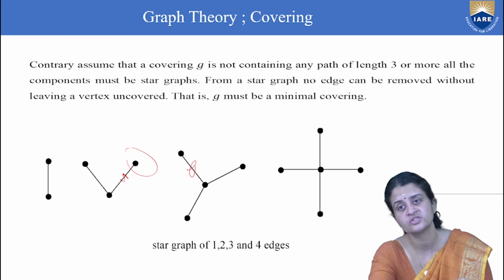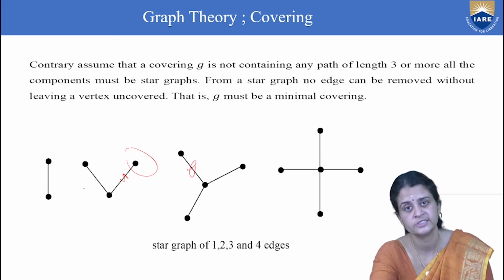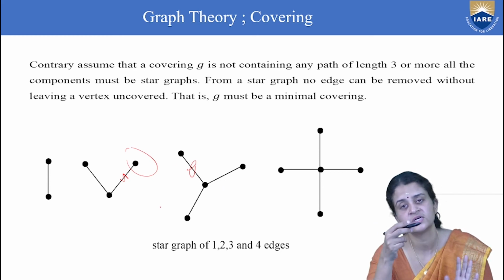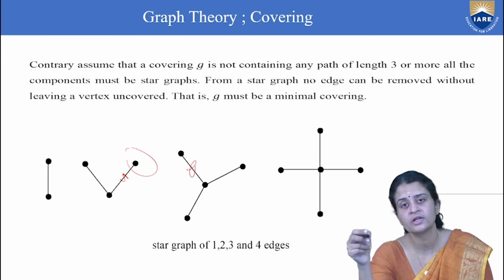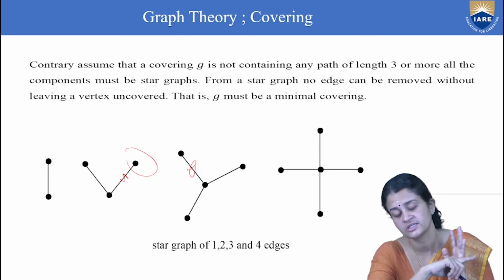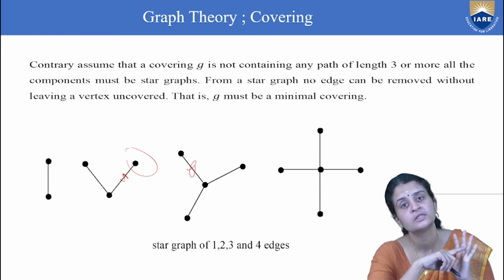These are examples of star graphs with one edge, two edges, three edges and so on. If I take any edge from any component, then some vertices will be left uncovered. So if G is a minimal covering, then it doesn't contain any path of length 3 or more. Okay.